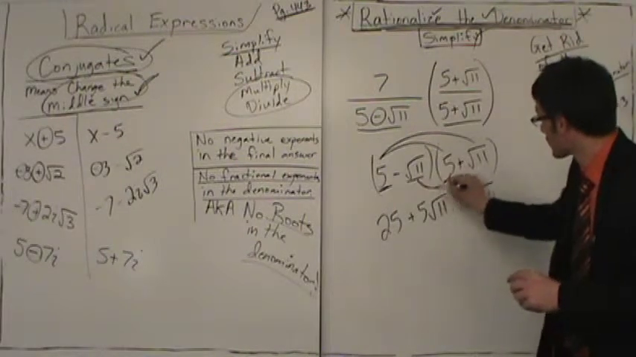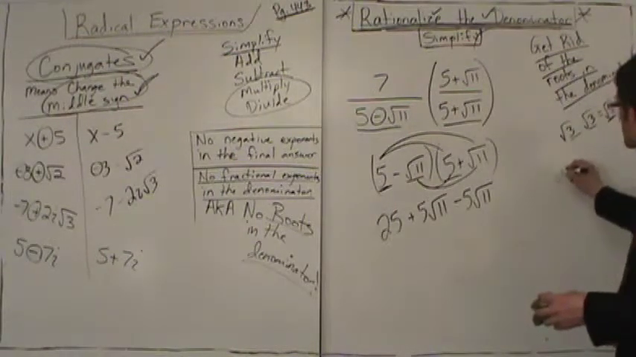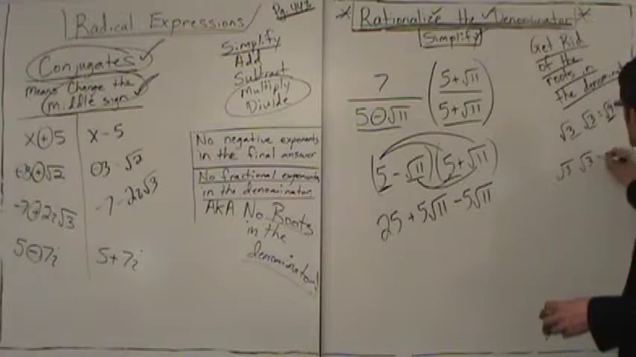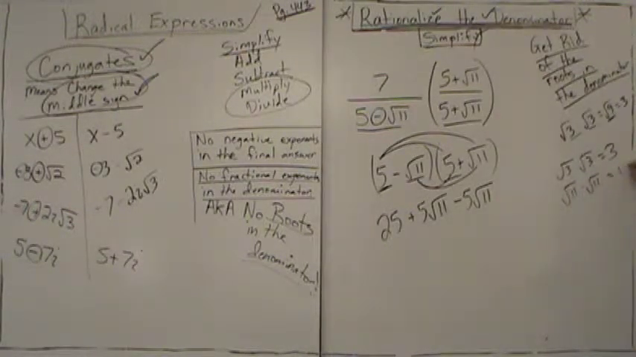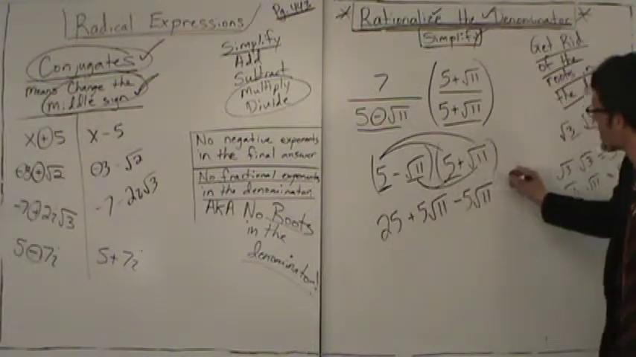And now we take the root 11 times the root 11. What is root 3 times root 3? It is just 3. What is root 11 times root 11? You guys should become automatic with this. It's just 11. So root 11 times root 11 is 11.